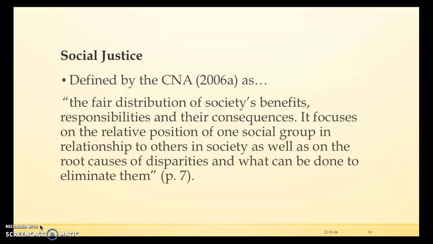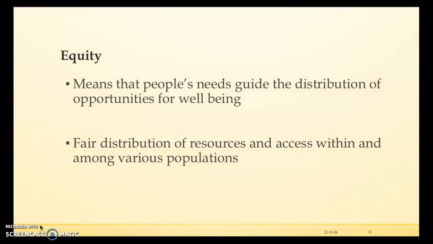So these values, social justice, is we're looking at the health of the entire population. The extent that our society provides opportunities for citizens to develop socially and economically productive roles influences not only the well-being of individuals, but the health of the entire population. And the other value is equity, which means that people's needs guide the distribution of opportunities for well-being. And there's this fair distribution of resources and access within and among various populations. So this value, equity, again includes reducing discrimination in access to health services.